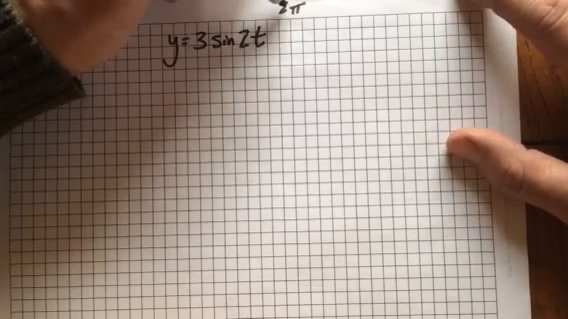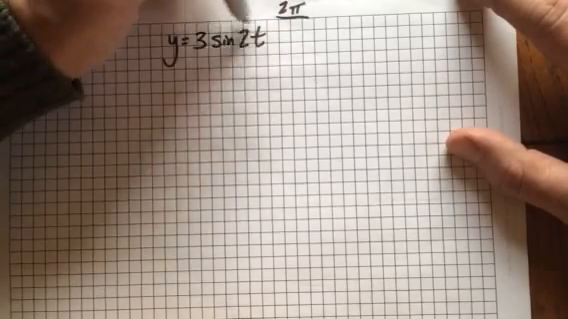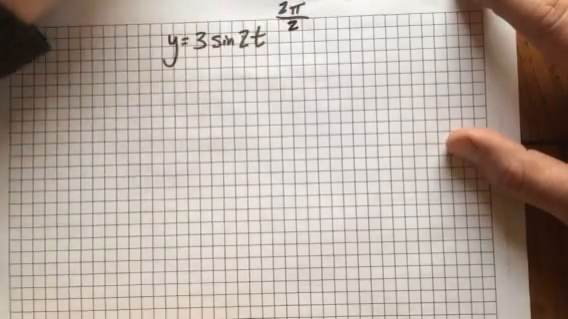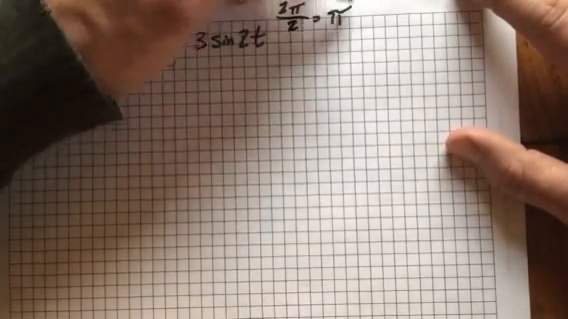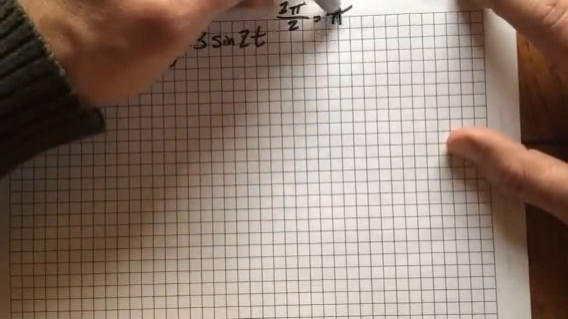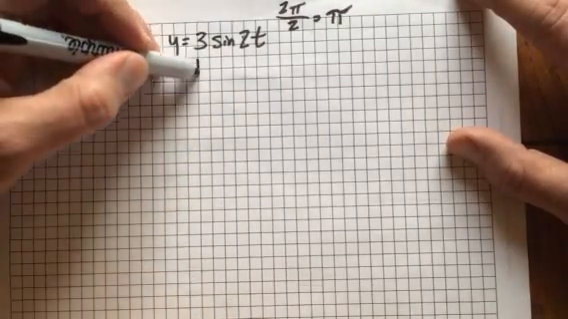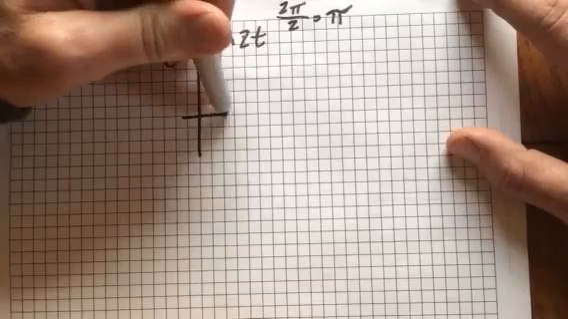So if my standard period is 2 pi, my period for this specific function will be 2 pi divided by this rate, how fast it's happening, divided by 2. Everything happens twice as fast. So it only takes pi for this to start repeating itself. So let me start thinking about the graph of that.